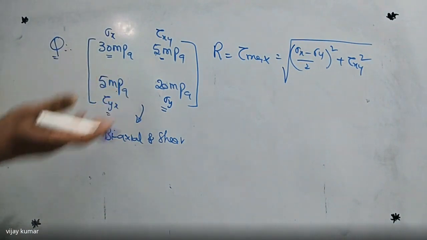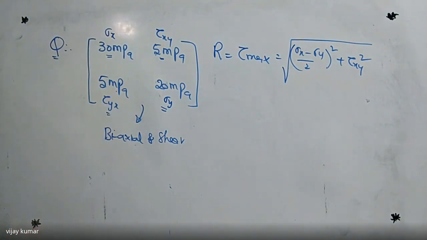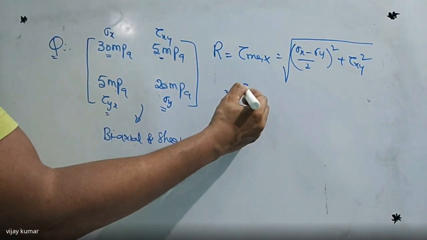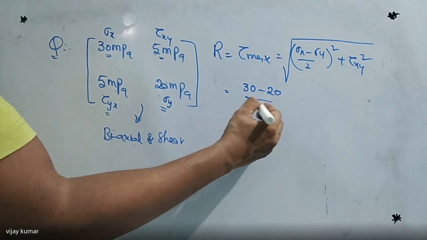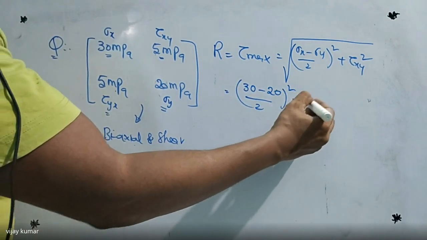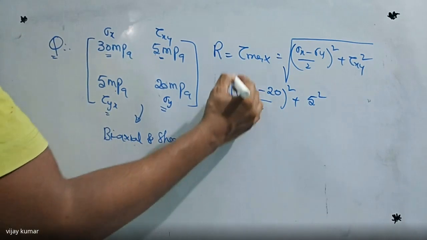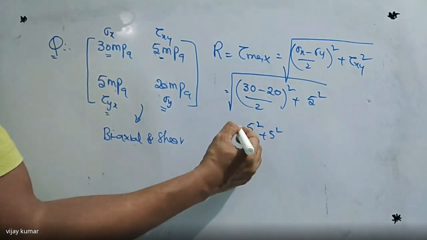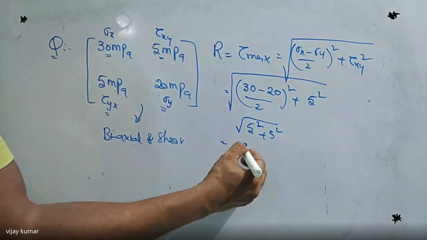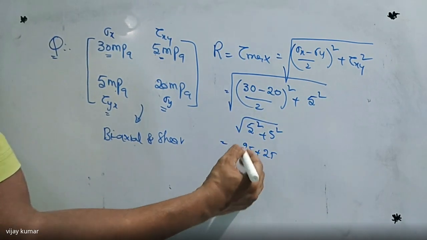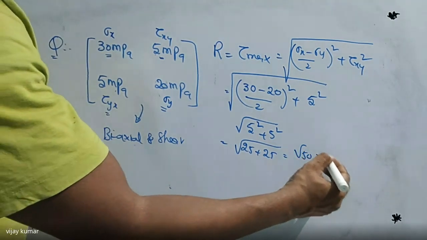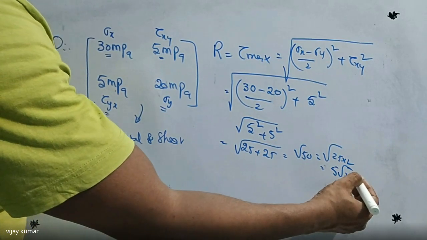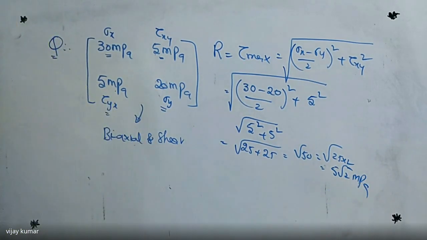Are you got it? Otherwise, we can draw the Mohr circle diagram. We can find easily. So then I can write here plus sigma x, that is nothing but (30 minus 20) divided by 2 whole square plus 5 square, under square root. So this one is 10. That is 5 square plus 5 square under square root. Then we can get 25 plus 25 under square root. Then we can get 50. Then 25 into 2. Then we can get 5 root 2 is the value of radius. That is in terms of megapascals.